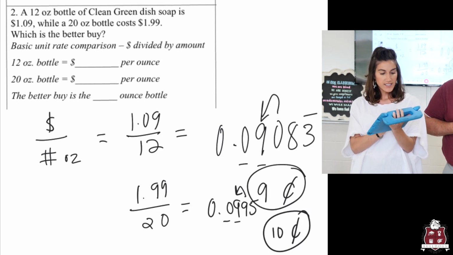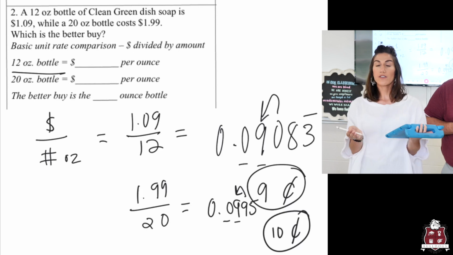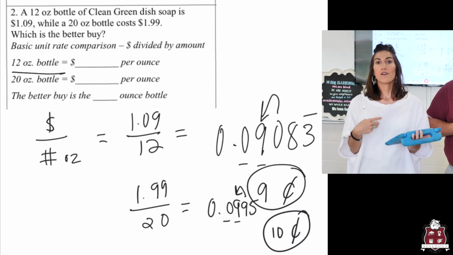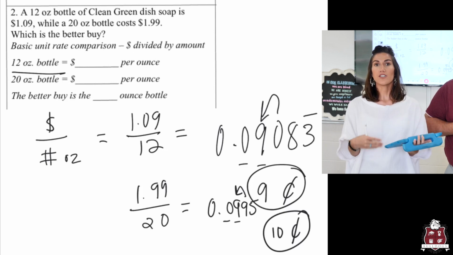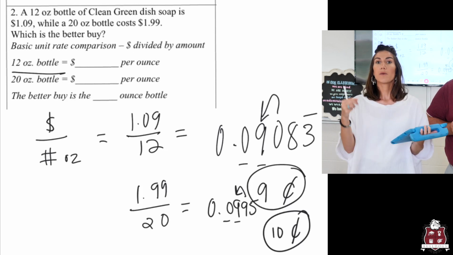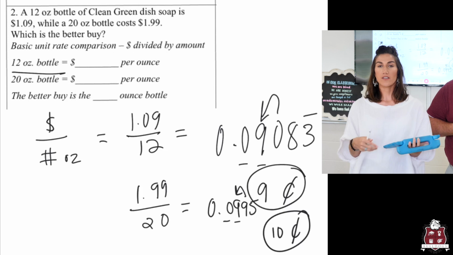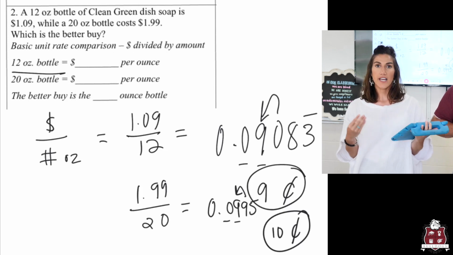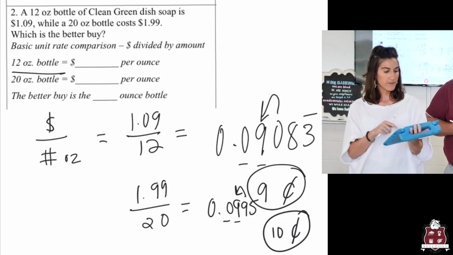Now, using this in everyday life is really important because when you go to the grocery store and you want to get the best product for the cheaper price, you've got to know how much you're paying per item or per ounce. So this just helps you see how you would use this in everyday life and how we use math in everyday life.